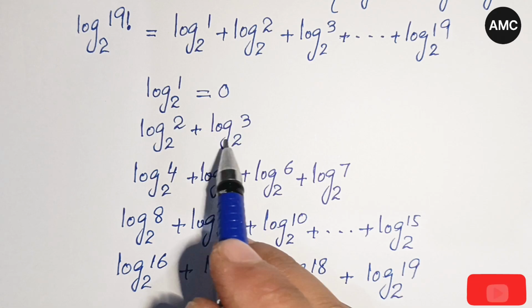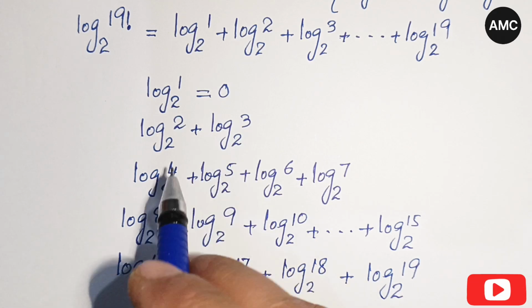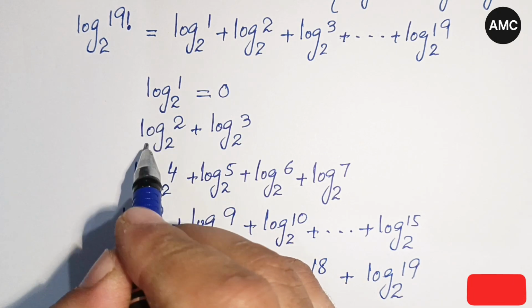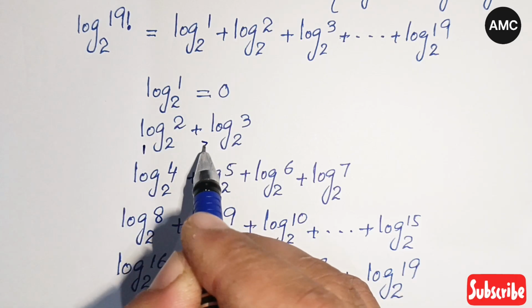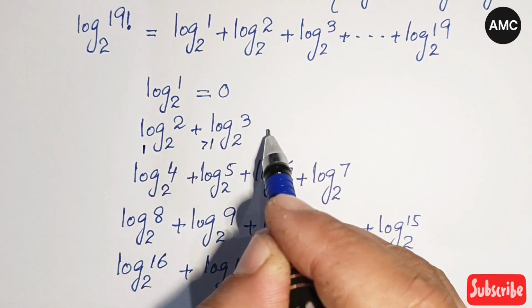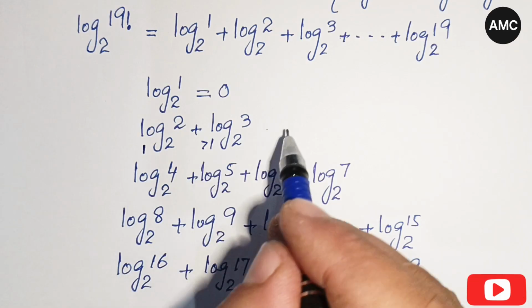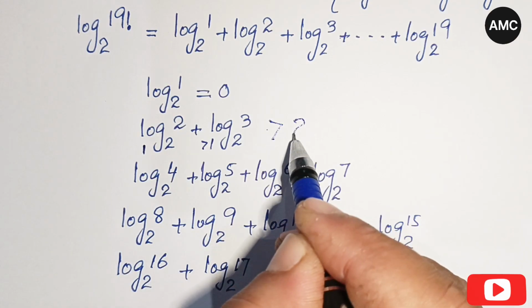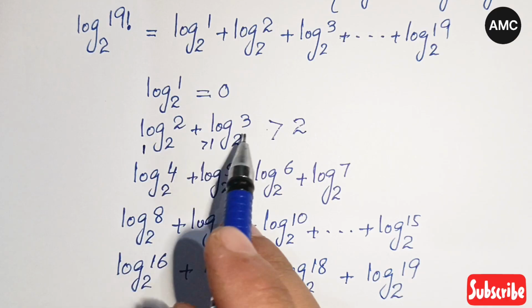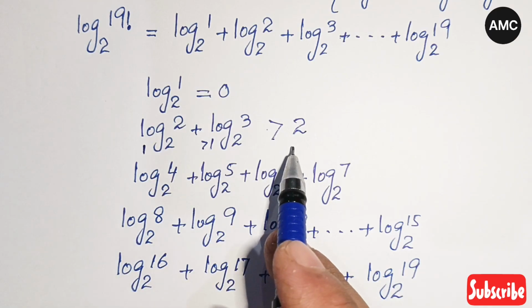We get that the value of log 3 to base 2 is greater than 1. So let's say it is 1 and it is greater than 1. When we add these, we get 1 plus 1, which is greater than 2. So log 2 to base 2 plus log 3 to base 2 is greater than 2.